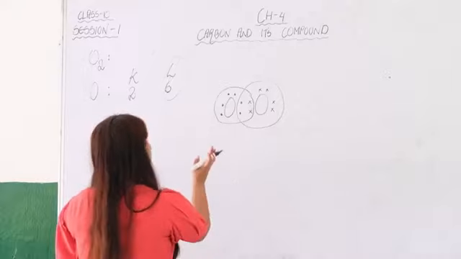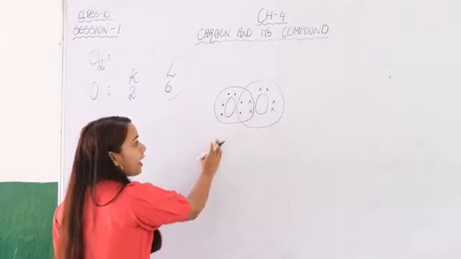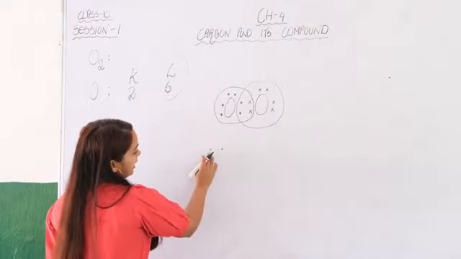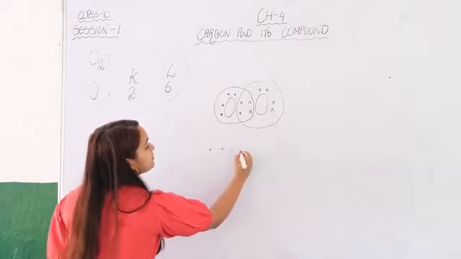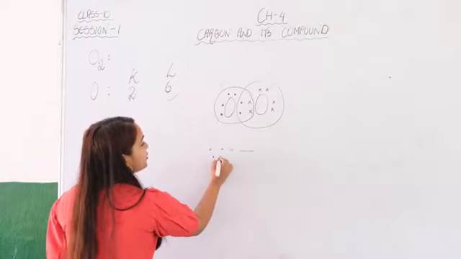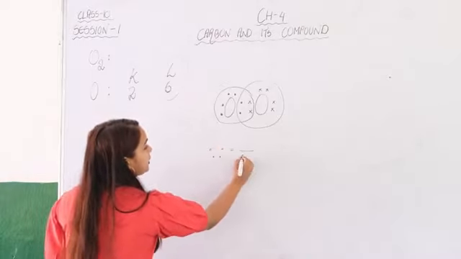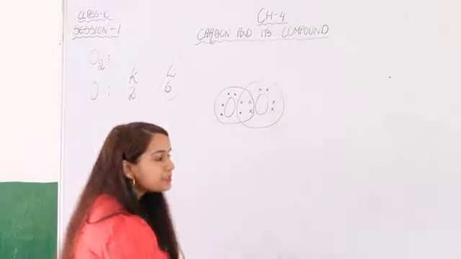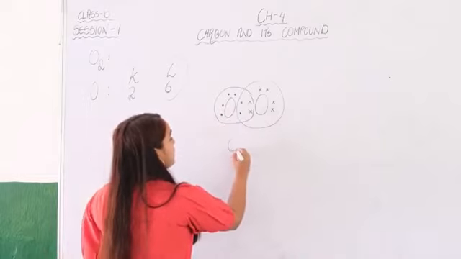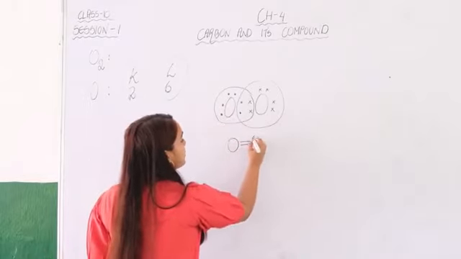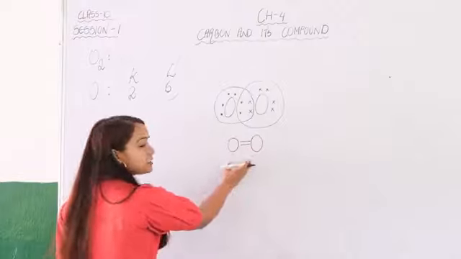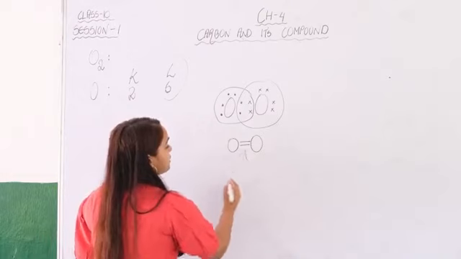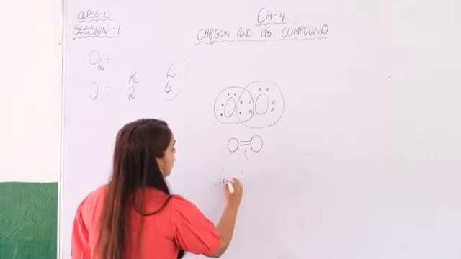And we can see how many pairs of electrons have taken part. 2 pairs of electrons. 1 pair of electrons has 2 electrons. So 1 pair of electrons gives a single bond. 2 pairs of electrons, that means 4 electrons, will give a double bond. So here, since 2 pairs of electrons are participating, a double bond will be formed between the 2 atoms. That means 2 oxygen atoms are held together by a double bond. This double bond is known as a double covalent bond.